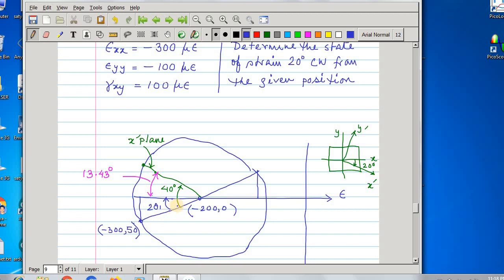So this is the given position. From here you go 20° clockwise. That means in the Mohr circle you have to go 40°. So this green plane is the x-dashed plane and the strain state at this x-dashed plane is required.